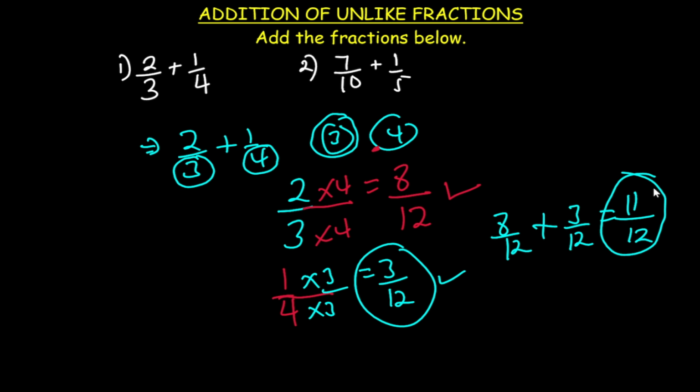So this is another way we can use. If we don't know the LCM, we just take the denominators of this one and this one, and we can use them to multiply. So we use the 3 to multiply the 1 and the 4, and then we use the 4 to also multiply the 2 and 3.